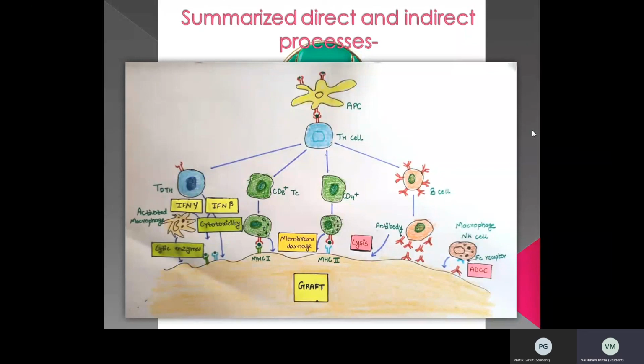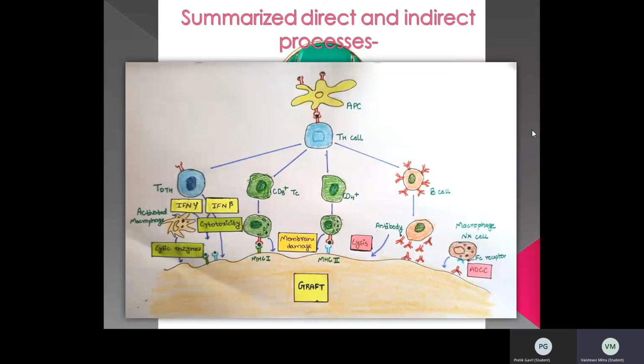It is secreting IFN gamma and IFN beta. Now, the IFN gamma secretion will activate a macrophage, and the macrophage will secrete lytic enzymes. The lytic enzymes are going to rupture the cell membrane of the graft cell and eventually cause graft rejection. Now, the IFN beta cells are involved in cytotoxicity. These cytotoxic cells are going to rupture the membrane of the graft and kill the graft.